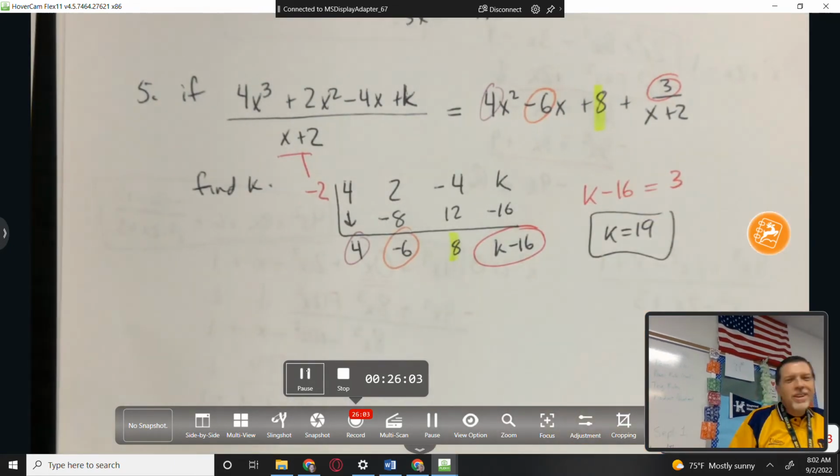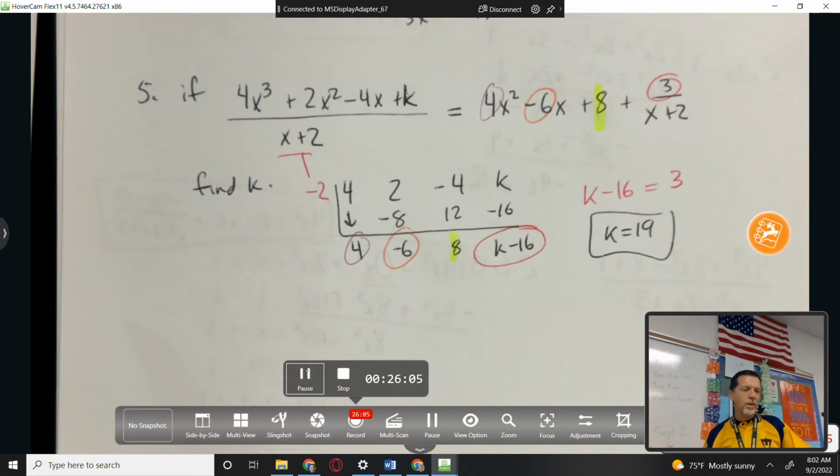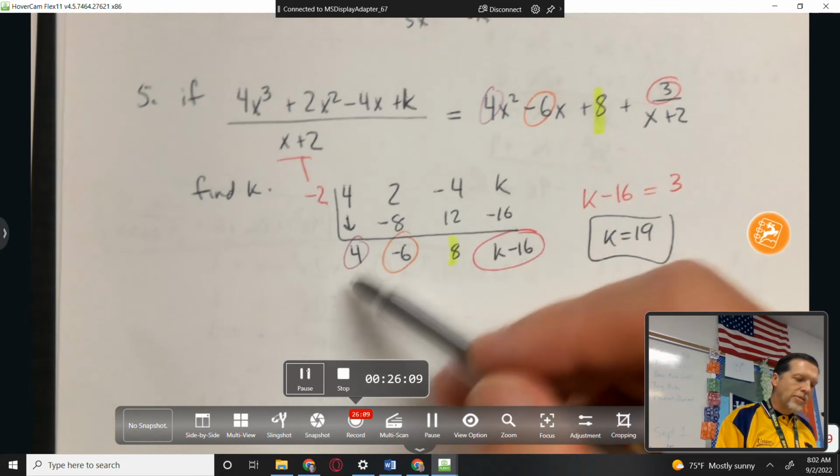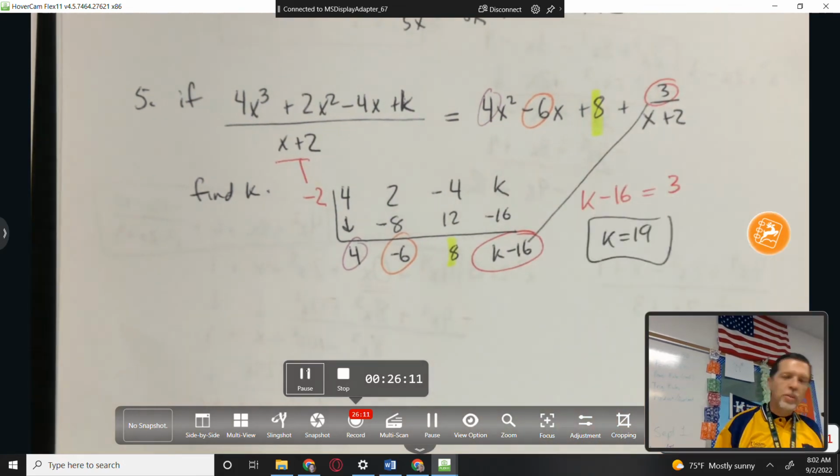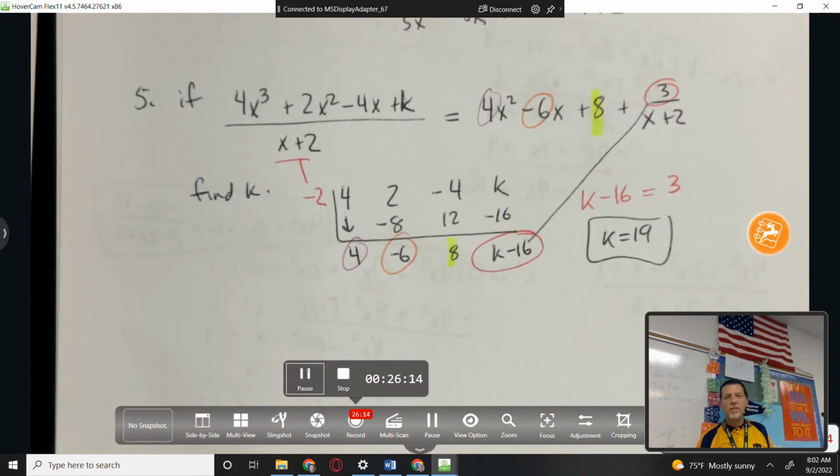So it's not that hard of a problem. It looks kind of weird, but you do the synthetic division, and then everything matches up except for that last little bit. Make them match up and solve for k.